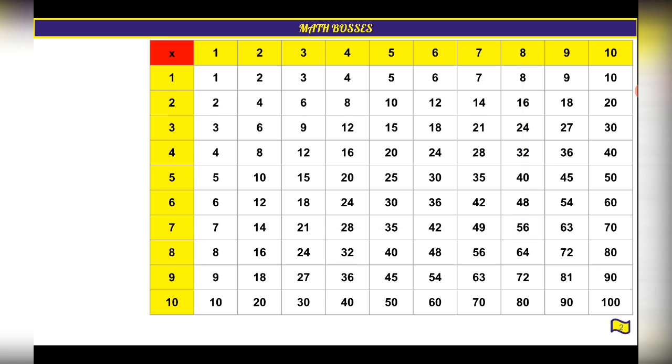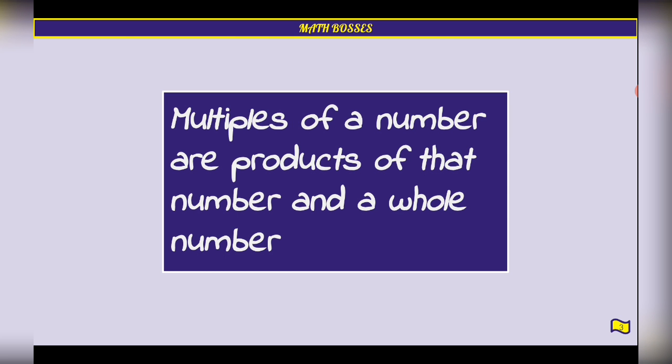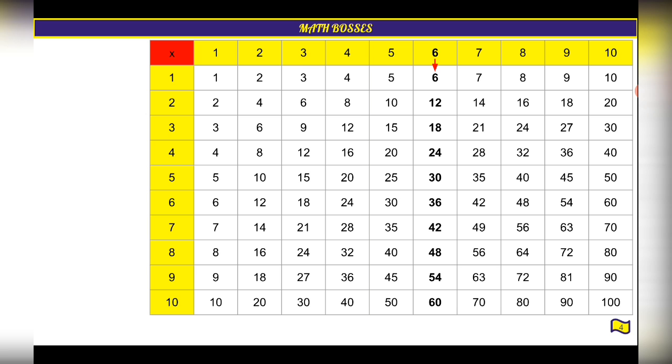Moving on, it is important to note that the multiples of a number are products of that number and a whole number. Now we are going to illustrate what this means and how these multiples can be viewed on the multiplication table by finding that of 6. And we'll use random whole numbers to multiply 6 to get the corresponding multiples. For instance, when we multiply 6 by 1, we get 6. That makes 6 a multiple of 6.